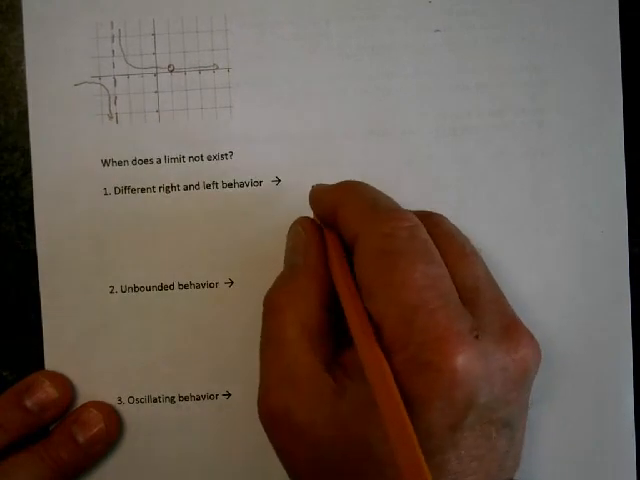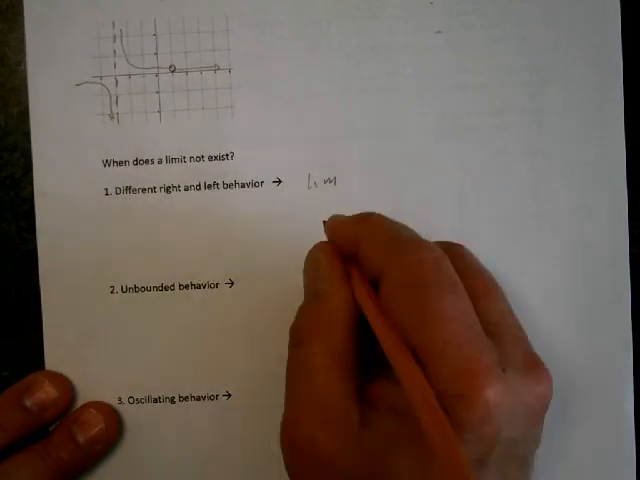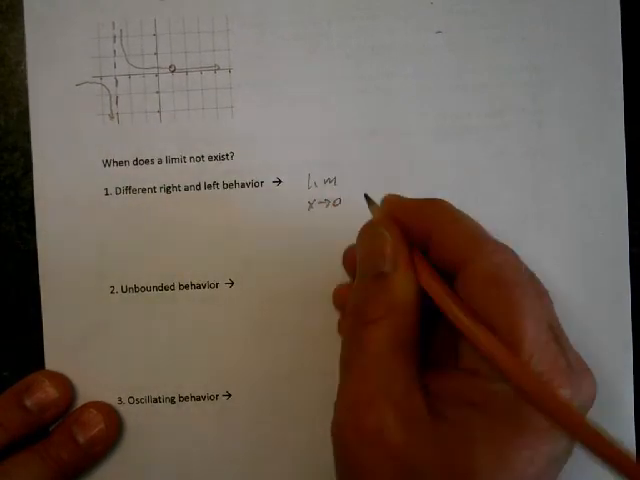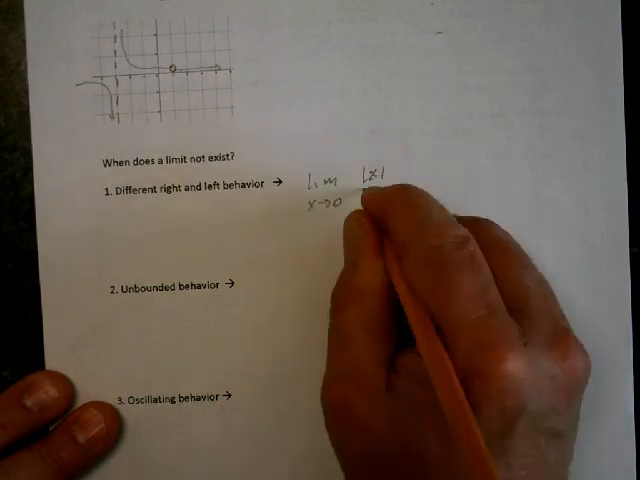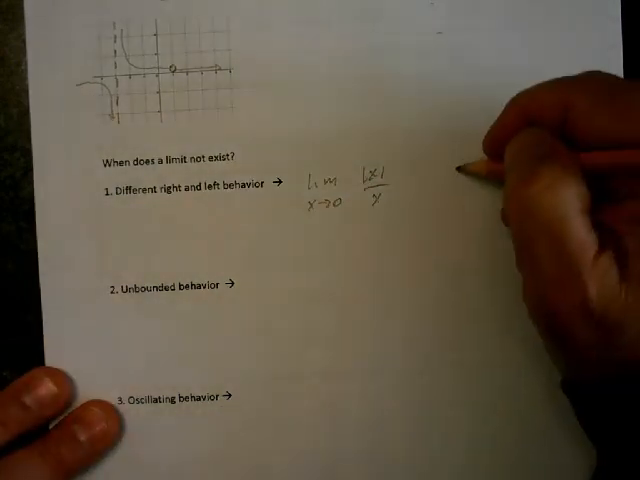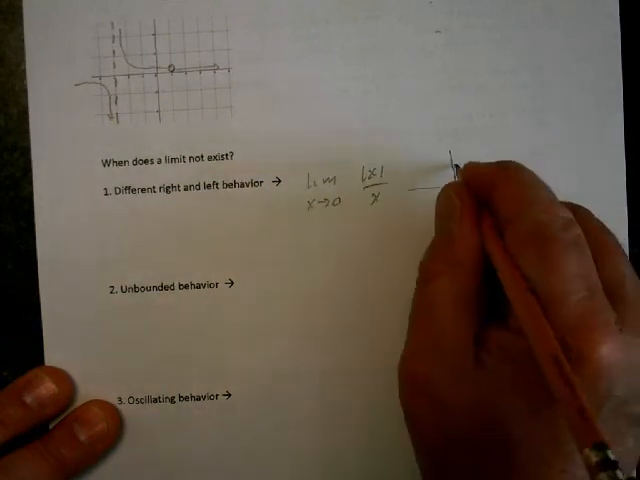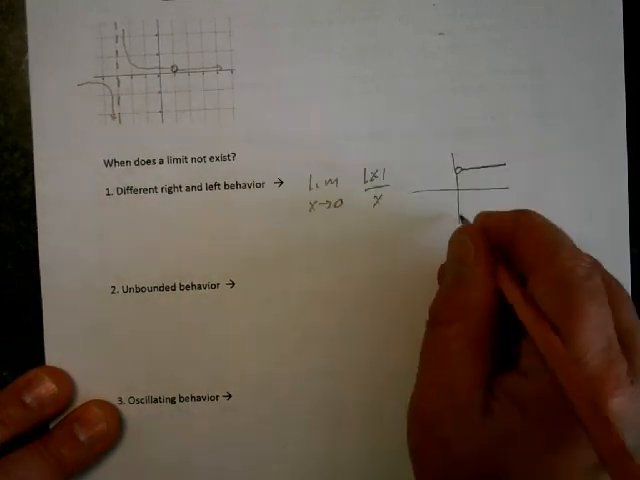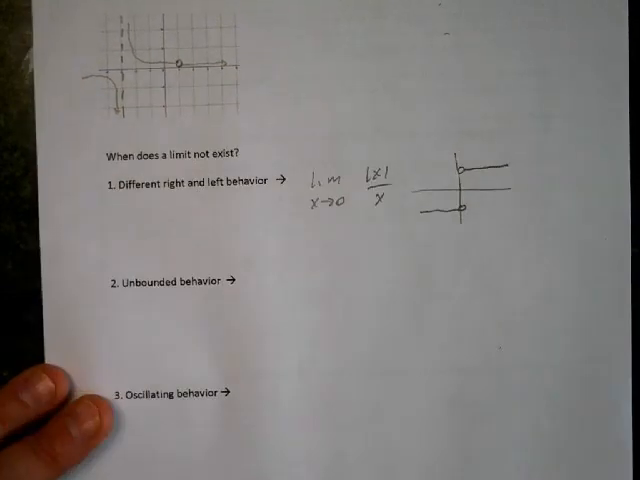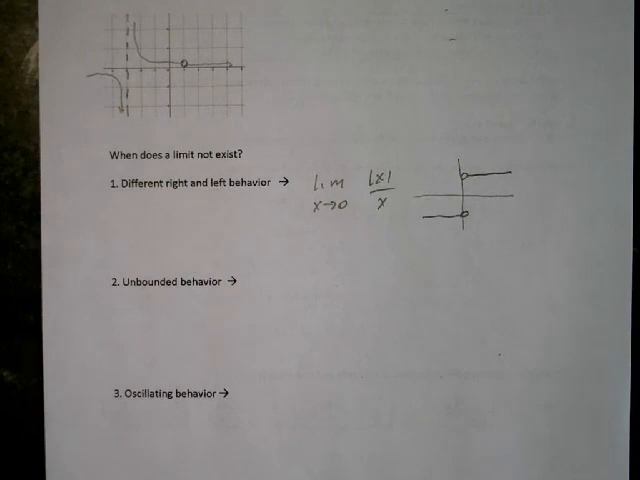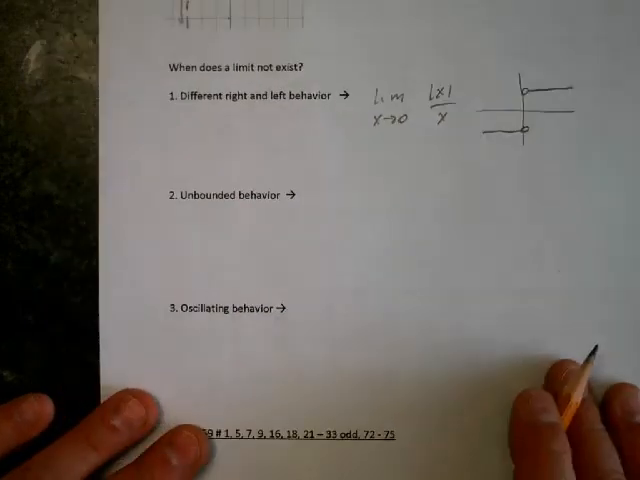Now, when does a limit not exist? Well, when you have different right and left hand behaviors. Here's an example of that. Now the graph of this looks like the following. So I have different right and left hand behaviors. It doesn't exist.